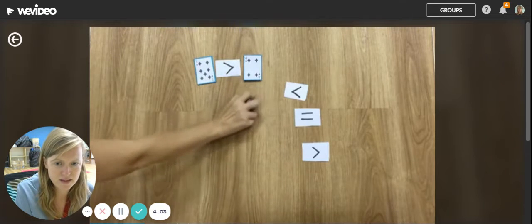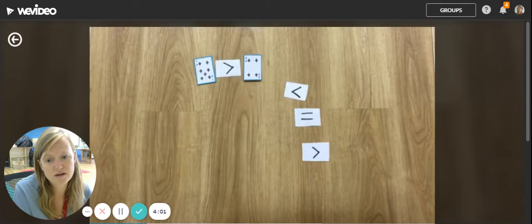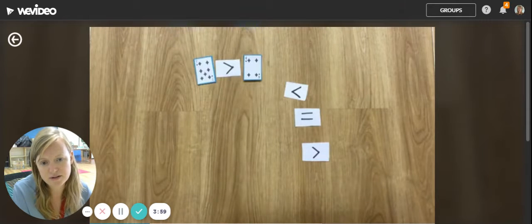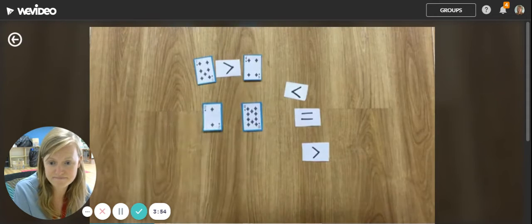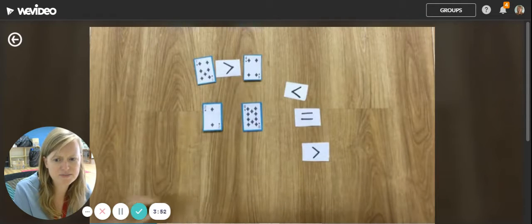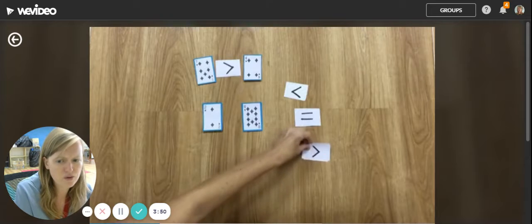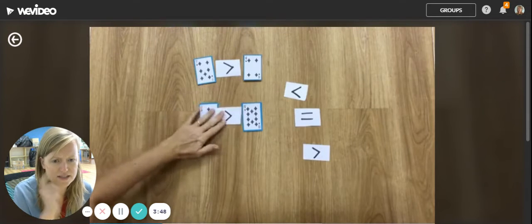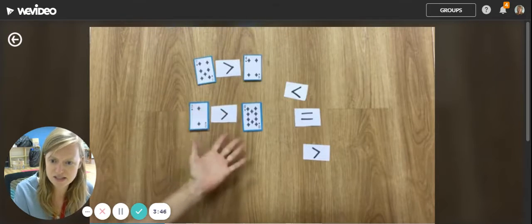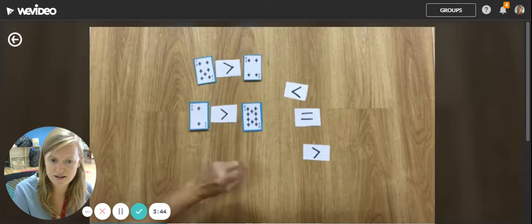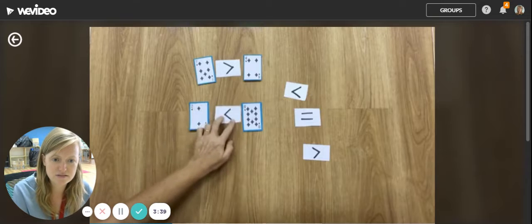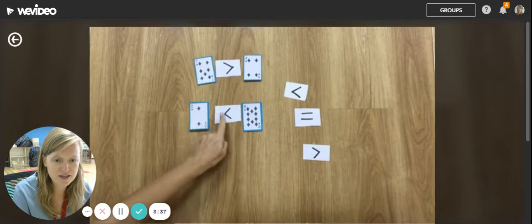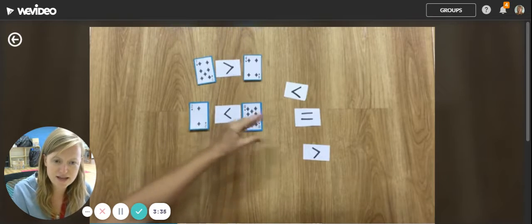Okay, let's try a new one. I'm going to put in 2 new cards. Let's see what I'm going to get. I've got a 2 and I've got a 10. Okay, I need to pick a symbol. I always need to remember which way the alligator is going to want to eat. Does he want to eat the 2? No, the 2 is not bigger than 10. He wants to eat the 10. And now we can say that 2 is less than 10.